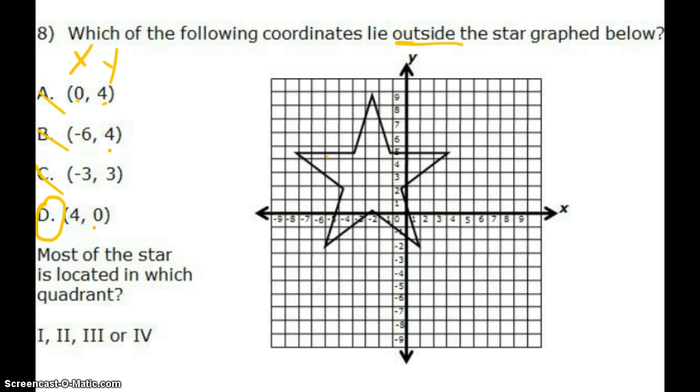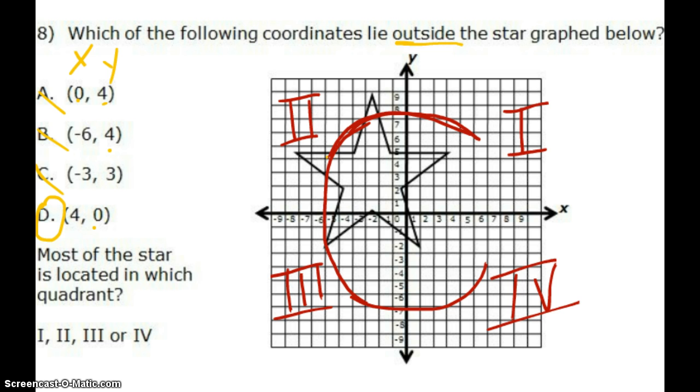Now it says most of the star is located in which quadrant. So remember from the video, if you draw a C for a coordinate plane, you start here and you continue on. So wherever you start, that is quadrant 1. So we continue down to quadrant 2 and continue down to quadrant 3 and keep on going to quadrant 4. So most of the star is here in quadrant 2.